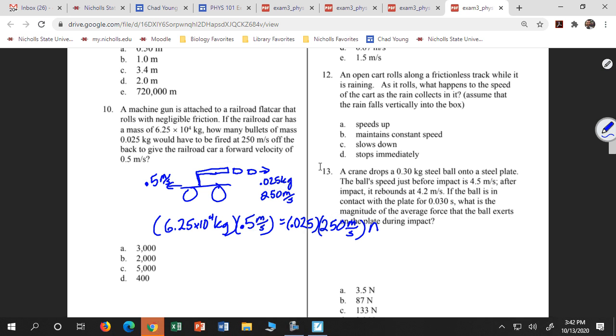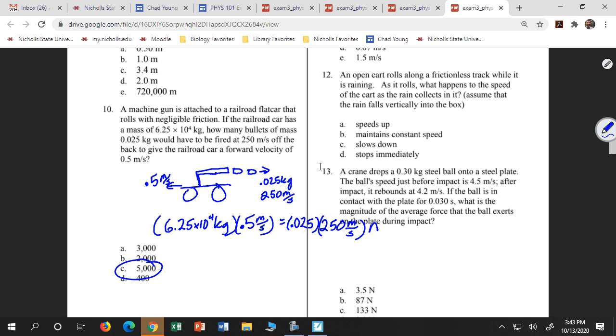So I'm going to just multiply that times n. Each bullet has the same momentum, so I could say this plus this, however many times I needed it. But I'm just going to multiply it times an integer n. So if I want to know how many bullets that is, I'll solve that. I get n is equal to 5,000. So you have to shoot 5,000 bullets in order to get that railroad flat car to 0.5 meter per second.